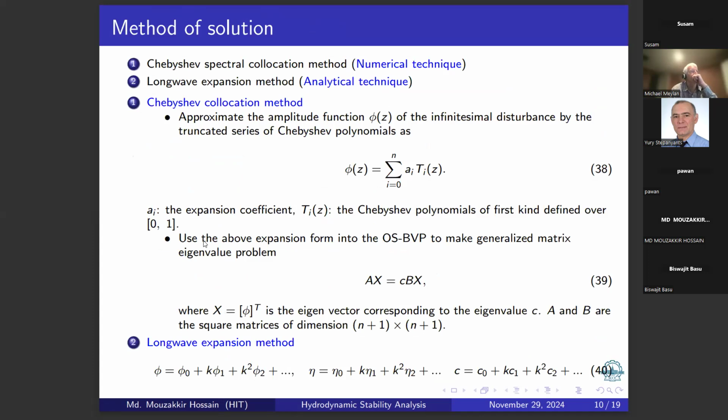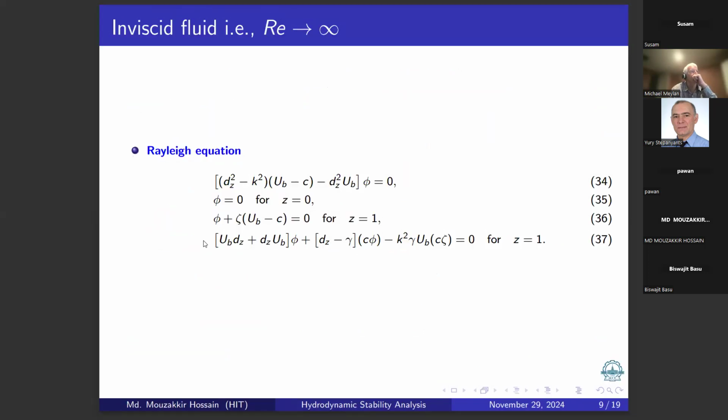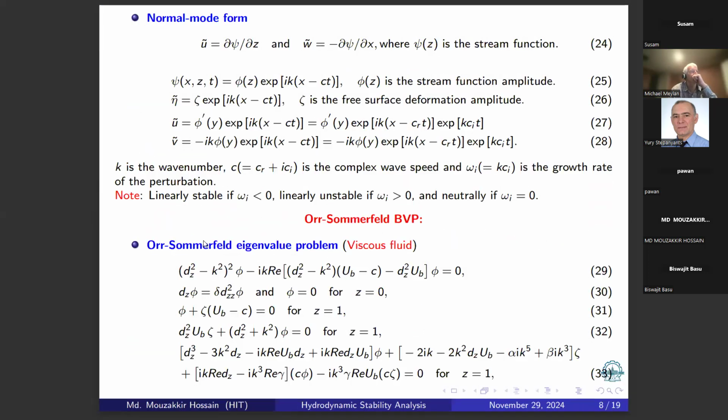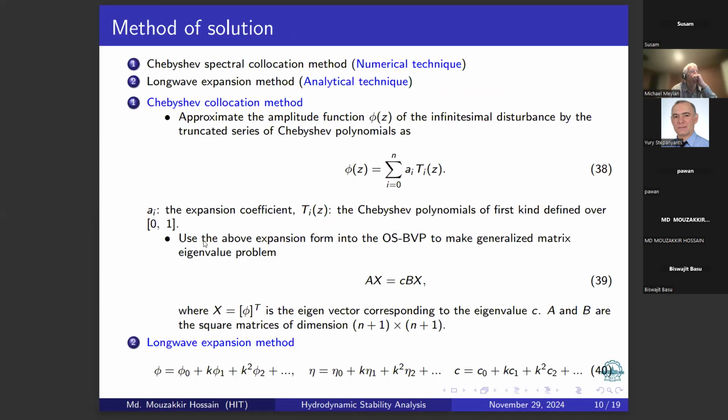Now to solve these differential equations for both cases, the viscous case and the inviscid case, there are two techniques: numerical and analytical. For the analytical technique, one can use the long wave expansion method, and for the numerical technique, one can use the Chebyshev spectral collocation method. But in this work, we have used the Chebyshev collocation method.